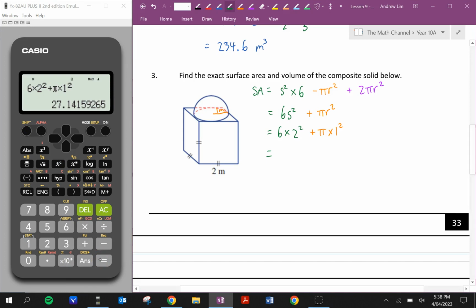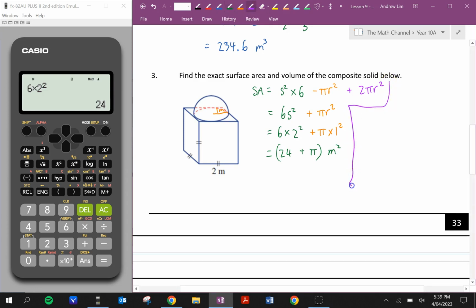Now, this here says find the exact surface area. So technically, I really shouldn't be typing pi in my calculator. So let's do this again. That bit there is 24. And we know 1 squared is 1, so technically it's 24 plus pi. 24 plus pi. And surface area, so this will be in meters squared. I'm just going to put that in brackets because all of it is part of this surface area.